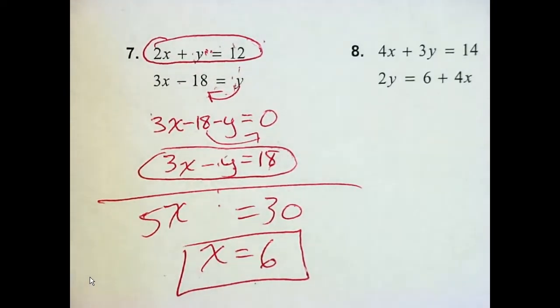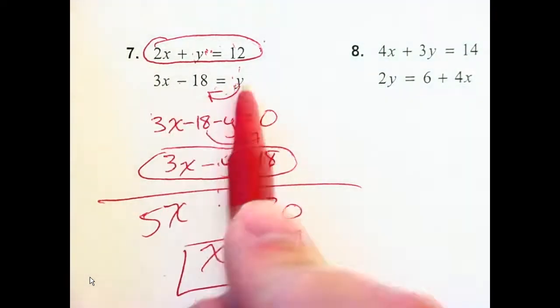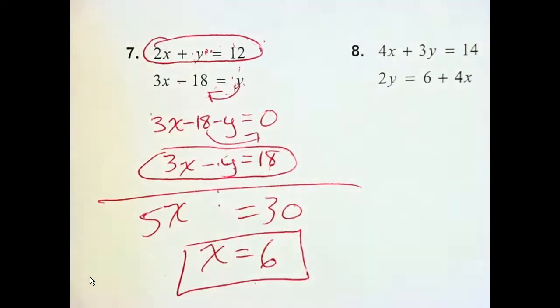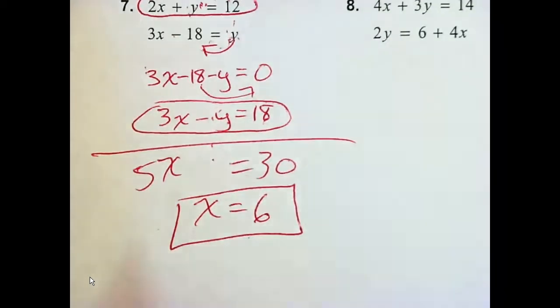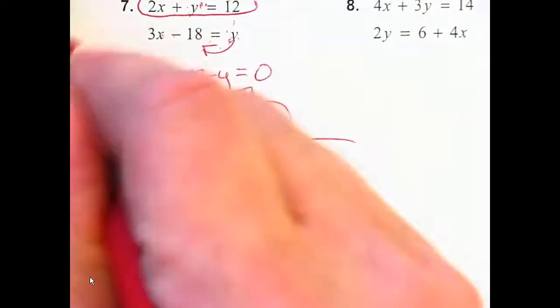If x equals 6, this is set up really well to solve for y. Y is already by itself. So put in 6 to this one. 3 times 6.